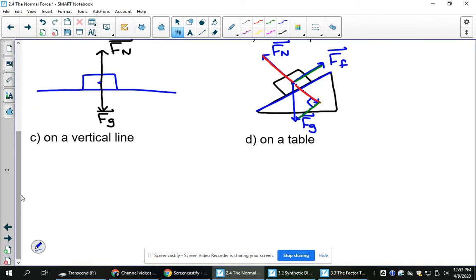On a vertical line, so a wall, if you've got this box and it's being held against this wall, we have a lot of forces at play here. First one to put on is force gravity. That one's pretty simple. Okay. Now the tendency is students want to put normal force now pointing up, but that's not correct. The normal force is always perpendicular to the surface. So the surface being vertical means the normal force will be horizontal in this case.